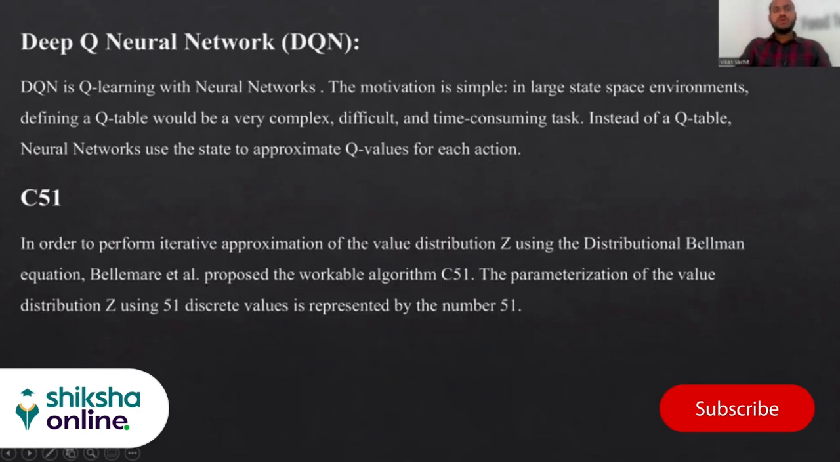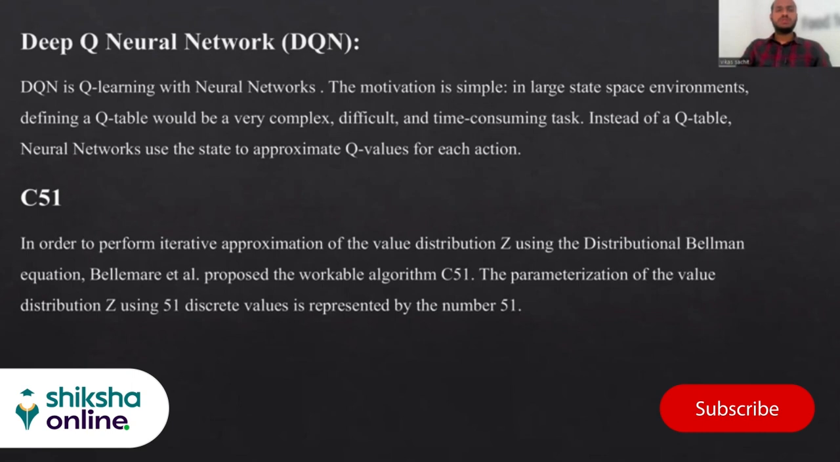So another type of RL is DQN, that's a deep Q network, a Q neural network. In DQN, in a large state space environment, defining a Q table would be very complex, difficult, and time-consuming. Instead of a Q table, a neural network approximates the Q values for each function. When there are a number of inputs, learning becomes difficult, so at that time we take the help of a neural network. Then we define the Q value for each state, and then we begin the training.